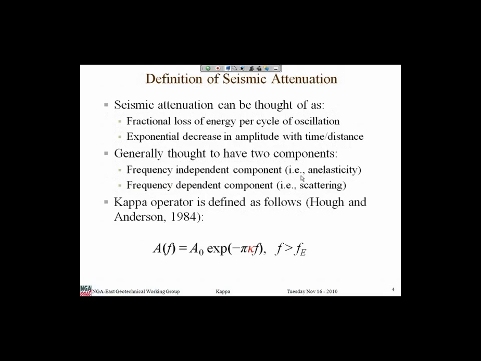Okay, seismic attenuation. It can be thought of as the fractional loss of energy per cycle of oscillation, or in other terms, the exponential decrease in amplitude with time or distance. In the past, it is thought to have two components: a frequency-independent component, which we typically call anelasticity, so this is the true material damping, and then a frequency-dependent component, which is scattering.